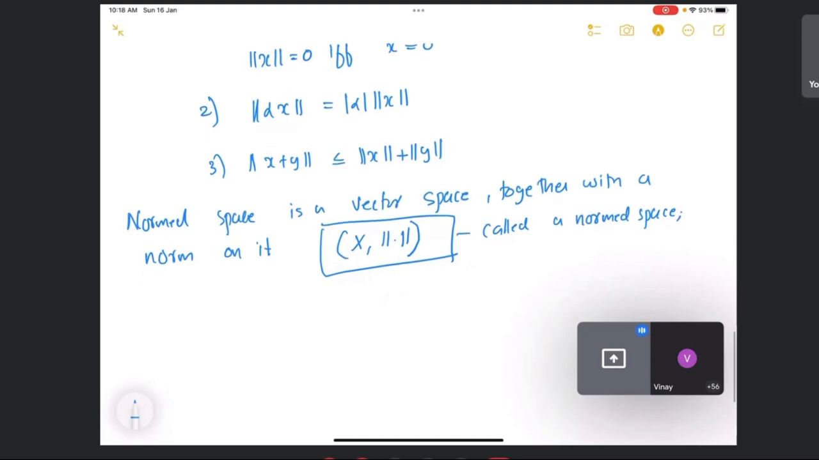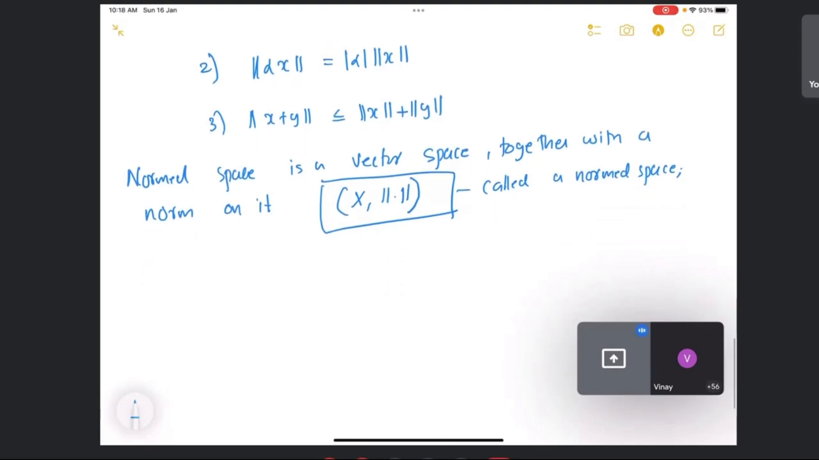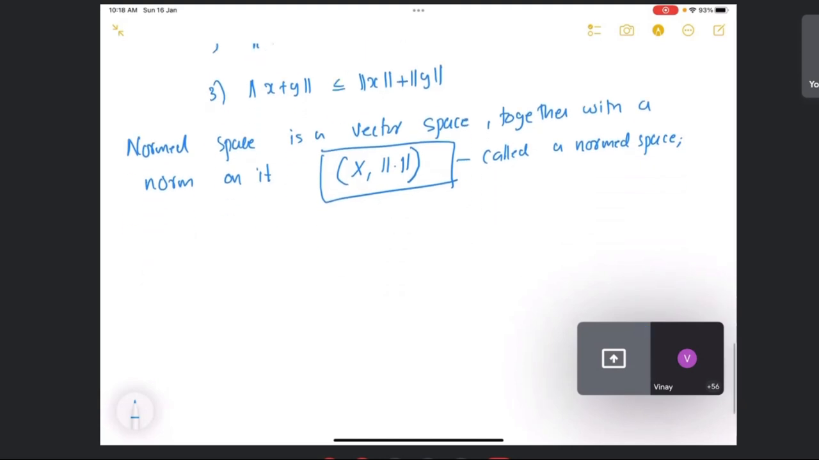So this is the basic definition of norm space. And you have the example.